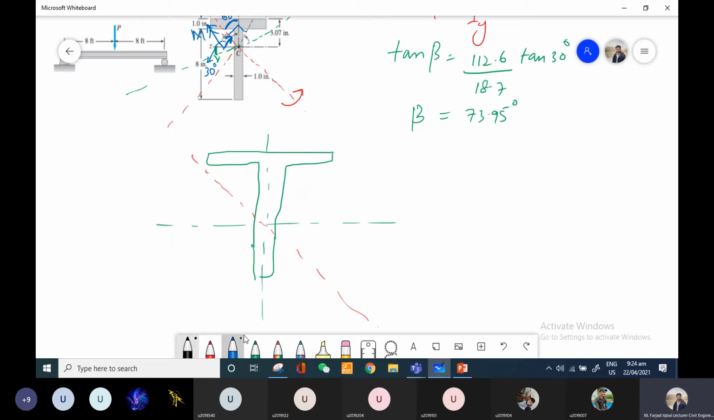Let me use a different pointer. Now this red one is my moment axis, which I have shown over here, and this angle was 60 degree, which we calculated using the same concept that the moment axis is at 90 degree with respect to the applied load. And then since I have got a positive answer over here, I have to move 73.95 degree in the clockwise direction, and the axis at that particular point is my neutral axis.